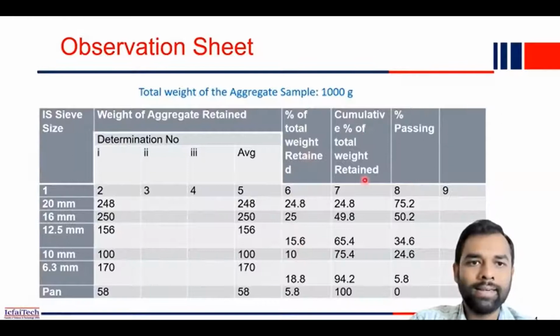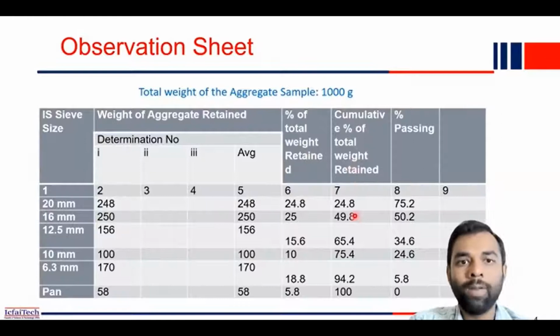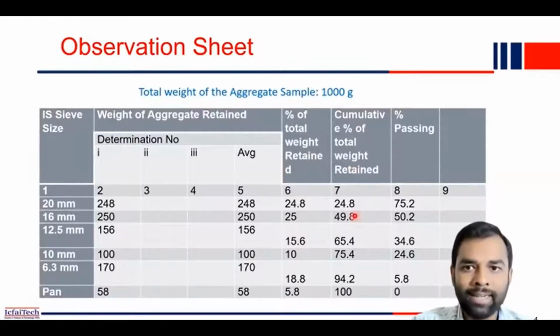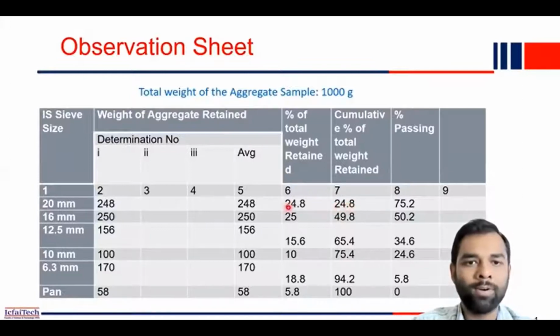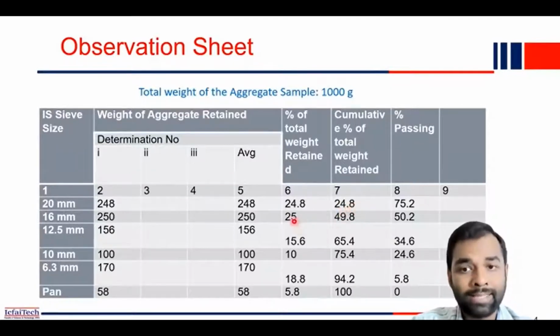So next, in this column, that is the cumulative percentage of total weight retained. Cumulative means total how much is retained in the 20 mm, and total how much is retained at all the sieves above the 16 mm. So like that, basically we are finding out the cumulative. This is nothing but, 20 mm is the first one, so it is the same, 24.8. But at the 16 mm sieve, it will be cumulative, meaning at 20 mm it retained 24.8 percent, and at that 16 mm it retained 25. So we have to add these both, and that is the total percentage of aggregate retained at the top level, I mean at the 16 mm level.